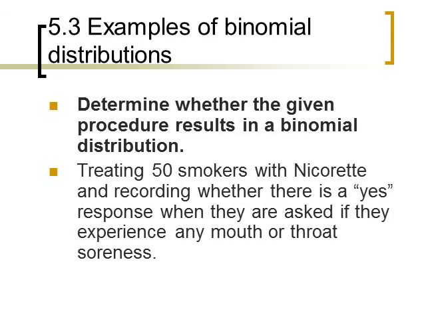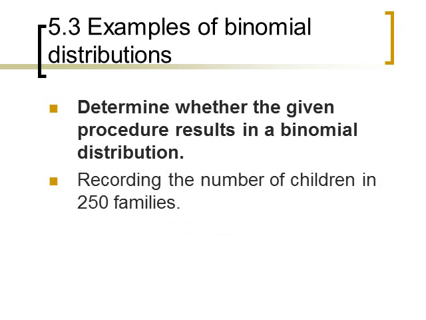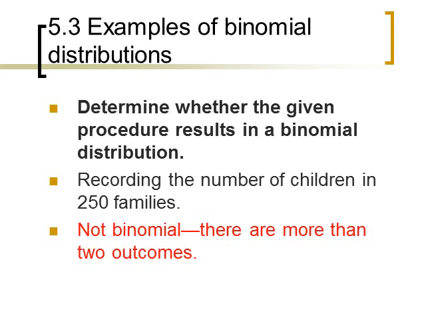What if we treat 50 smokers with Nicorette and record whether there is a yes response when they are asked if they experience any mouth or throat soreness? Because the outcome is either yes or no, this would qualify as a binomial distribution. What if we record the number of children in 250 families? Well, the number of children varies. You could vary from 0 children, 1 child, 2 children. So there's not just two outcomes that we can record for this event, so this is not binomial.